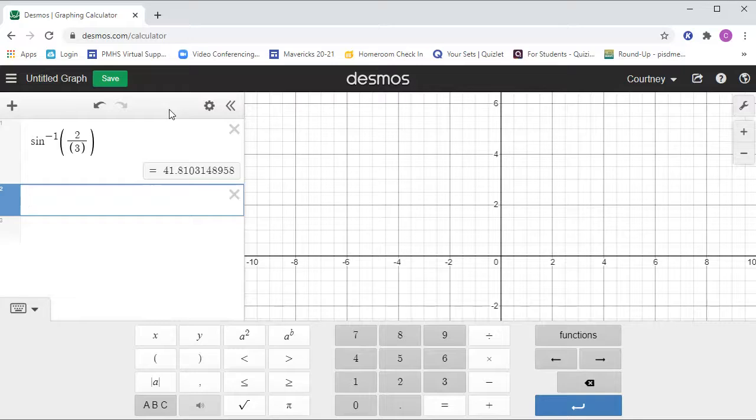the 3 is enough to round the 0 up. And this is measured in degrees because remember, I'm finding an amount of degrees. I'm finding an angle measure. So 41 point.